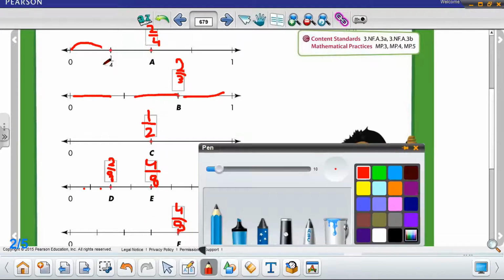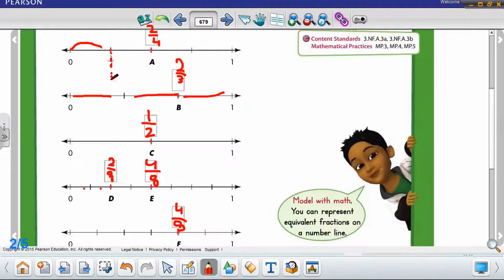Let's see. Let's go down like that. Yes, exactly. So 1/4 is equivalent to, excellent, 2/8. Okay, next.